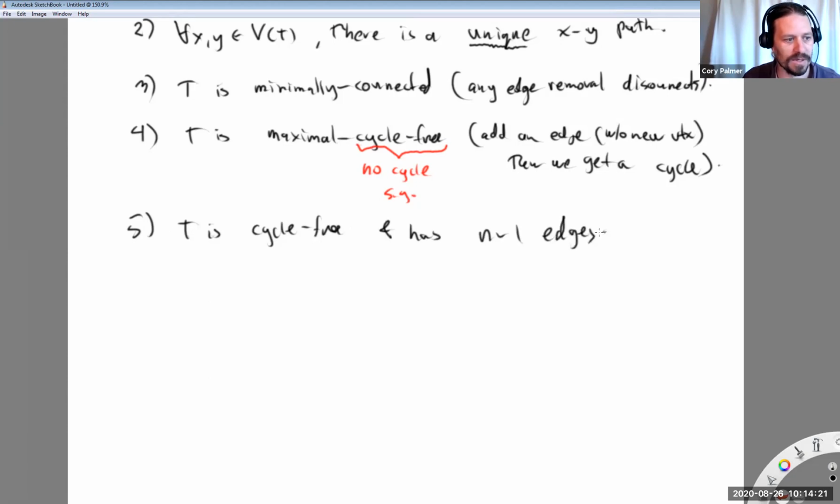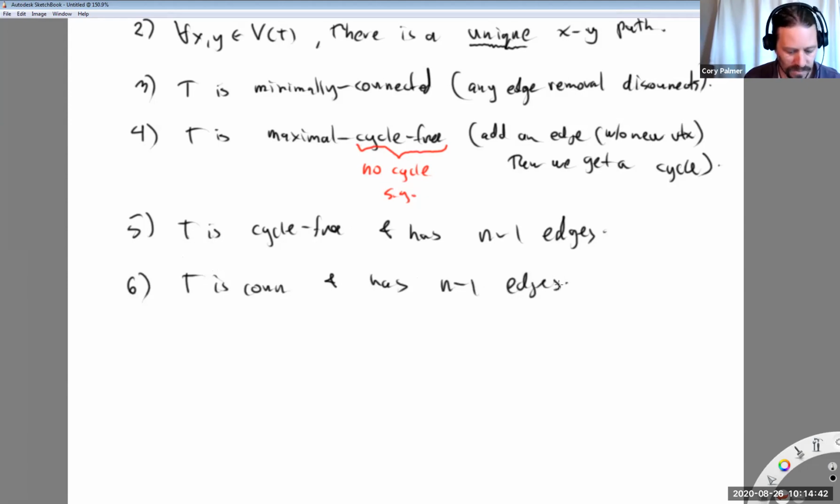So here, this statement's a little more concrete than 4, right? It says that it literally has n minus 1 edges, and it's cycle free. That's equivalent to being a tree if we have n vertices. And then 6 is T is connected and has n minus 1 edges.